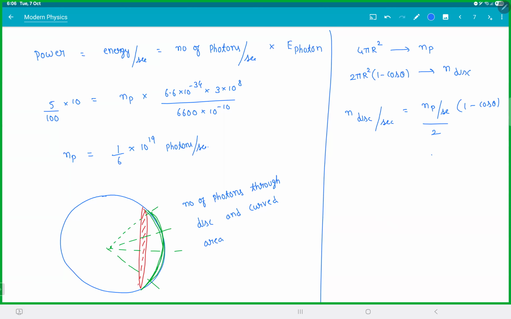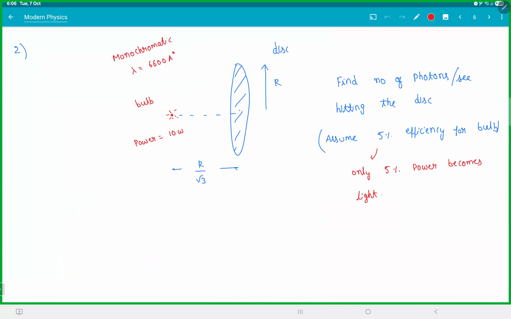In case you don't remember, I think first time you saw this in calculus, then you saw this in friction, then you saw this thing in electrostatics. And now again, this curved area is given by 2 pi r square (1 minus cos theta). In our question, theta is 60 degrees. You can substitute and finish it off.